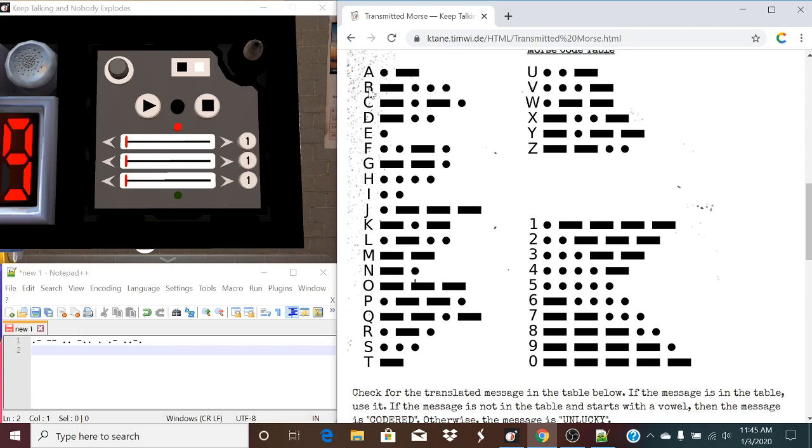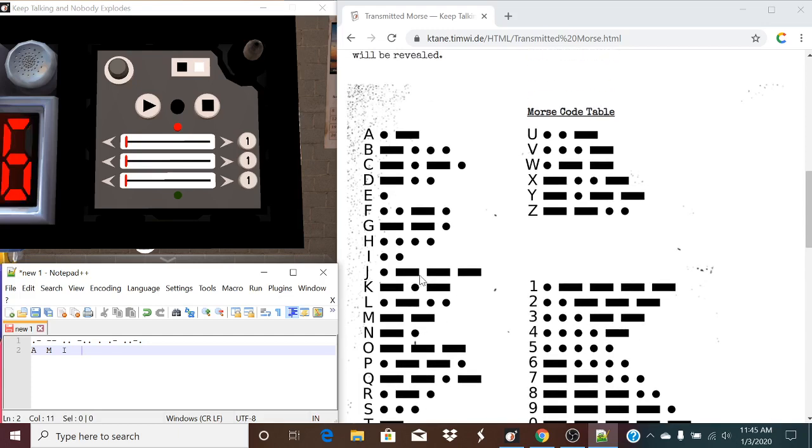Dot dash is an Alpha. Dash dash is a Mike. Dot dot is an India. Dash dot dot is Delta. Dot is an Echo. Dash dot is a Nov... dash is an Alpha. And then dot dot dash dot is F.